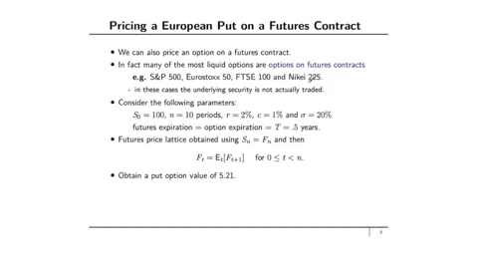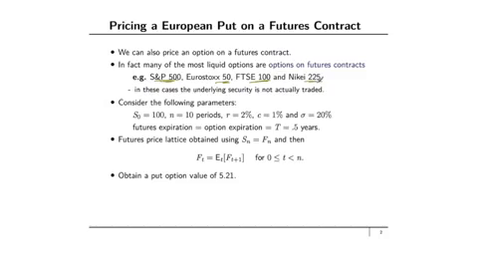They include, for example, the S&P 500 index in the US, the Euro Stoxx 50 index in the Eurozone, the FTSE 100 from the UK, and the Nikkei 225 from Japan. In these cases, the underlying security is not actually traded. That is because if we wanted to actually trade the S&P 500, we would need to trade 500 different stocks, and that would be very expensive and time-consuming. So generally, we don't trade these indices, we trade futures on these indices. So what we're going to do is price a European put on a futures contract.